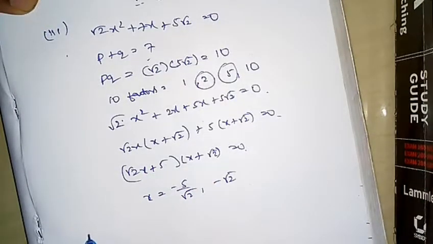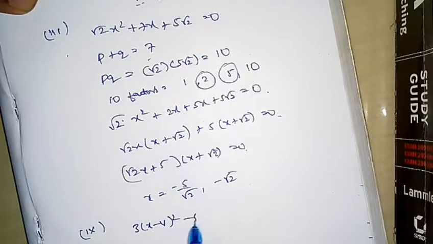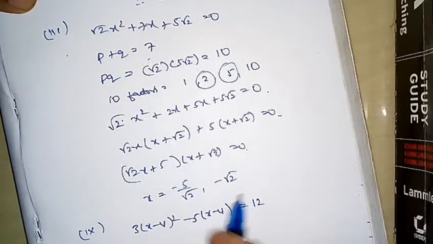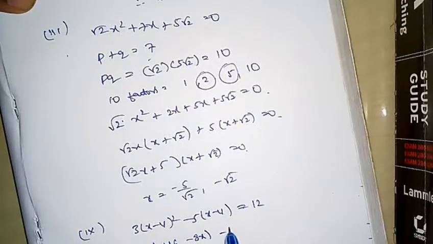Let's do one more question. Ninth one: 3 into x minus 4 whole square minus 5 into x minus 4 is equal to 12. So first let's expand this. 3 into x square plus 16 minus 8x, minus 5x plus 20 is equal to 12.